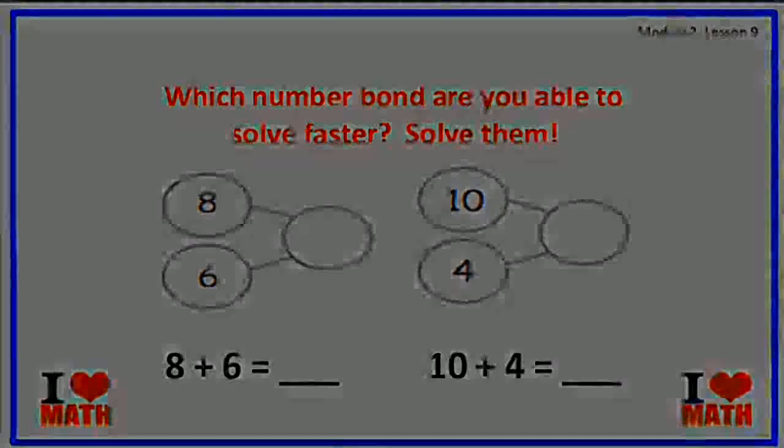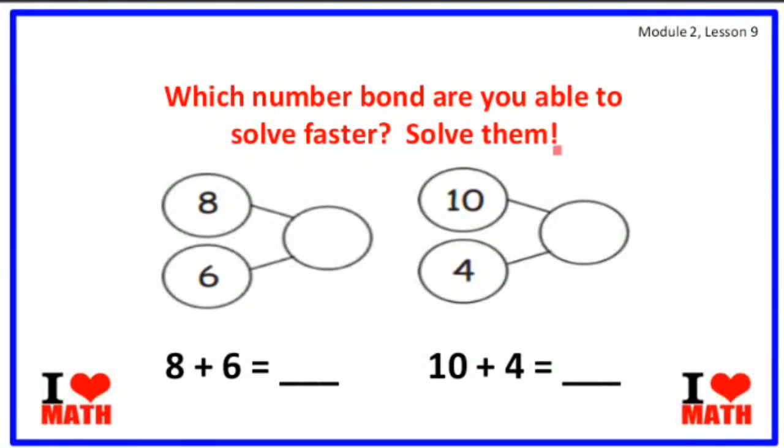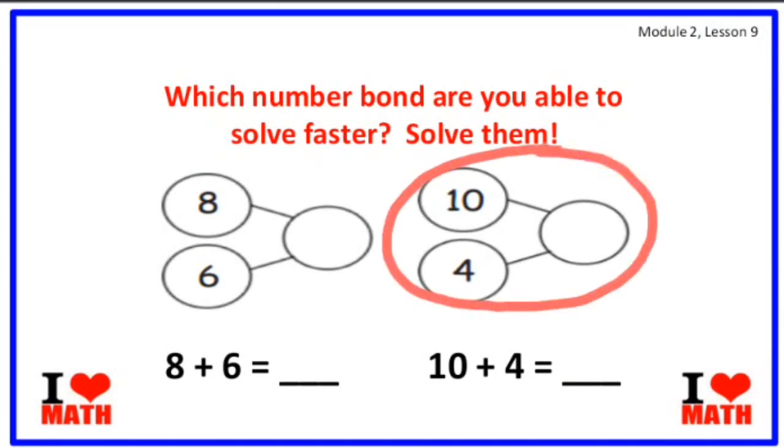If you ask me, I'll tell you it's this number bond. Why? Because the parts are so simple and straightforward, because it's a 10 plus fact. We all know that 10 plus 4 will give us 14. So automatically we know our answer is 14.